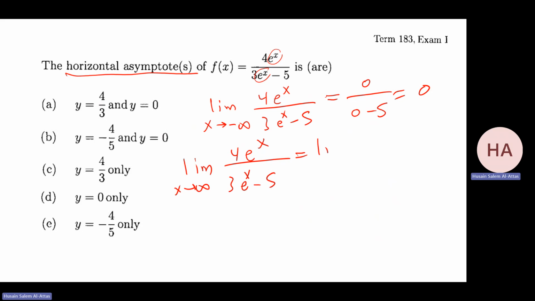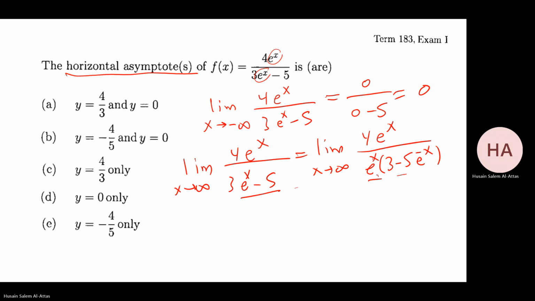I will take a common factor, which is e to the power x. It's already there in the numerator. In the denominator, take e to the power x. You have what? 3 minus 5 e to the minus x. You can check it always. This times this will give you this. This is cancelled. Substitute. It will be 4. These things will be 0, as e to the power minus infinity is 0. It will be 4 over 3 minus 0, which is 4 over 3. So my answer is what? Is this one.